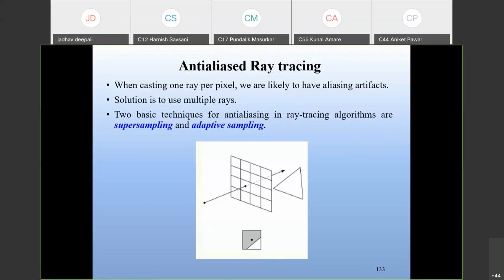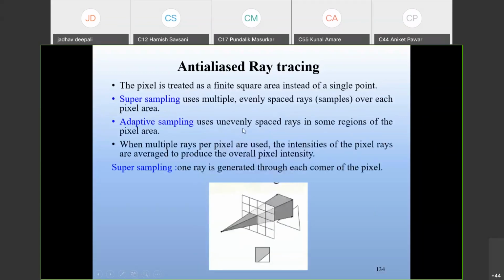Two basic anti-aliasing techniques are used in the ray tracing algorithm: super sampling and adaptive sampling. Now, what is super sampling and what is adaptive sampling? In short, we are going to see it.